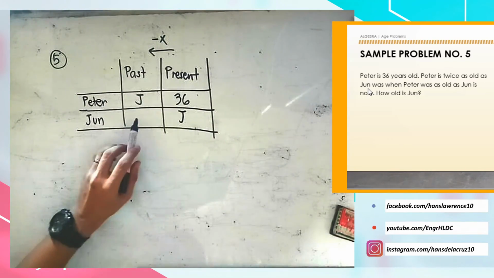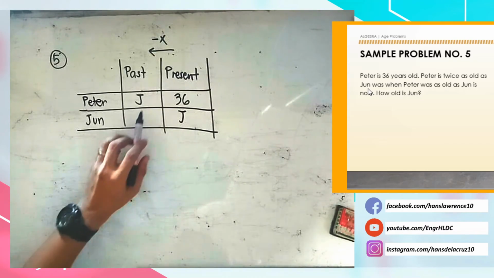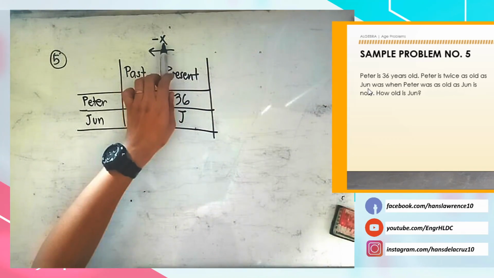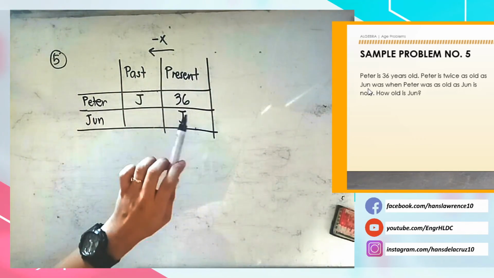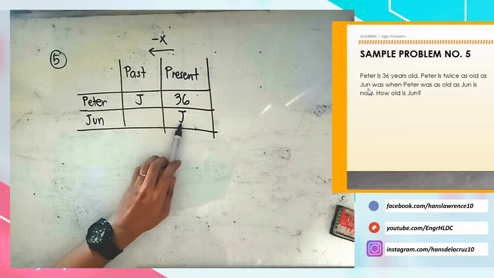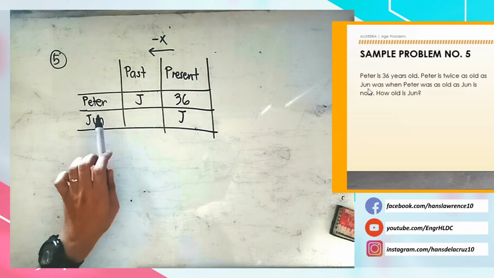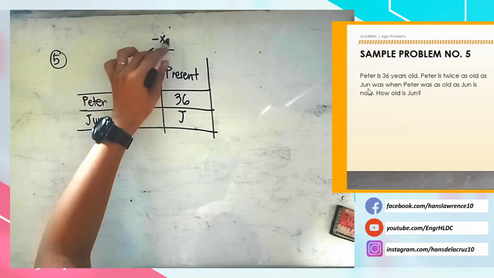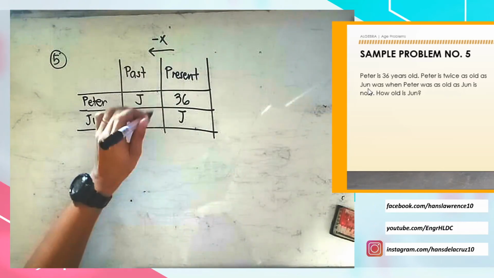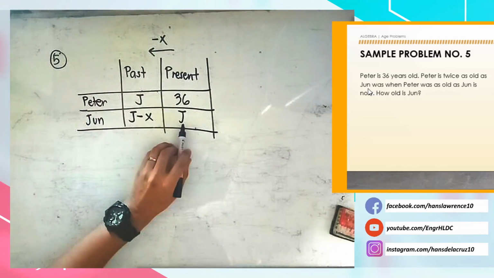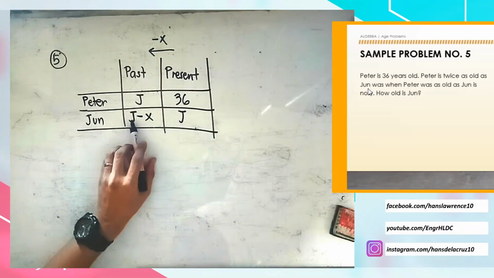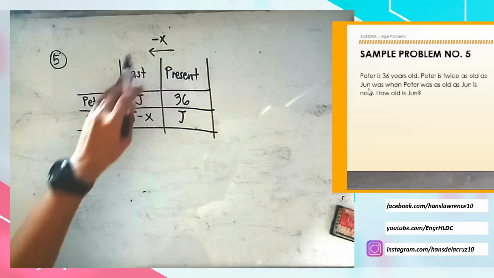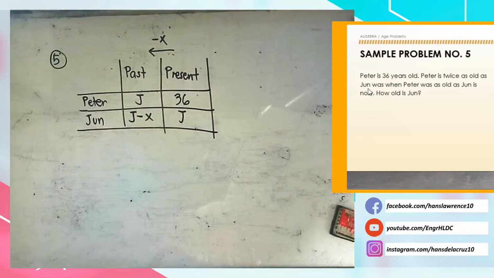So ngayon, kulang pa tayo ng isang value dito, si June. So paano natin lalagay itong age ni June, class? So, since nilagay na natin dito na X years ago yan, so kung ang age ni June ngayon is J years old, so therefore, X years ago, ang age ni June is what? Eh di, yung age niya ngayon minus yung time na lumipas, no? So that is X years ago. So, age niya ngayon is J, so X years ago, so that is J minus X. Ito yung age niya at that past scenario.